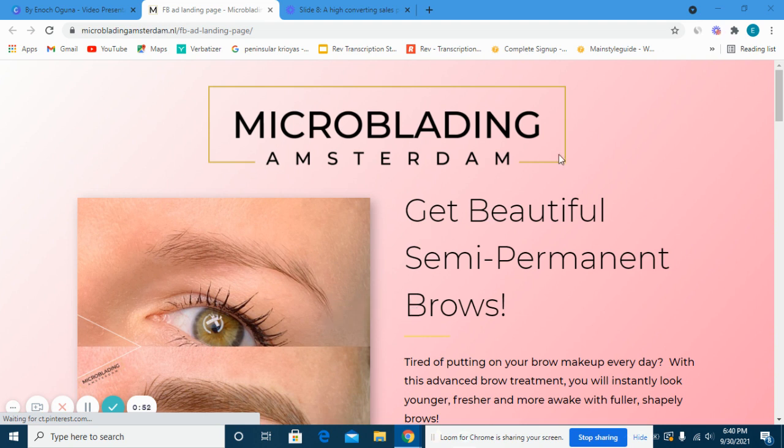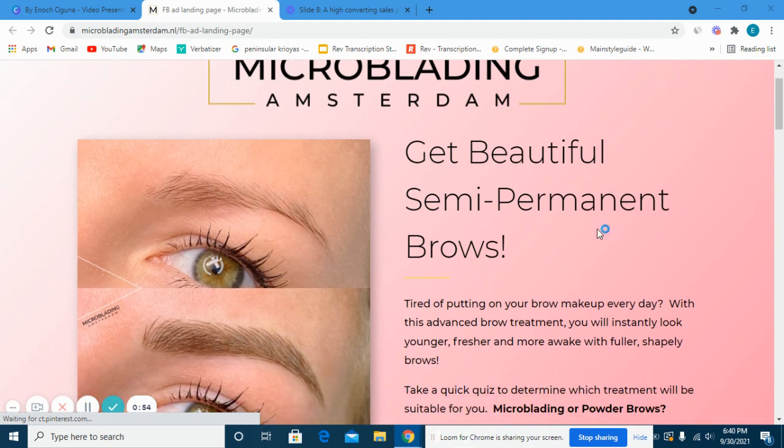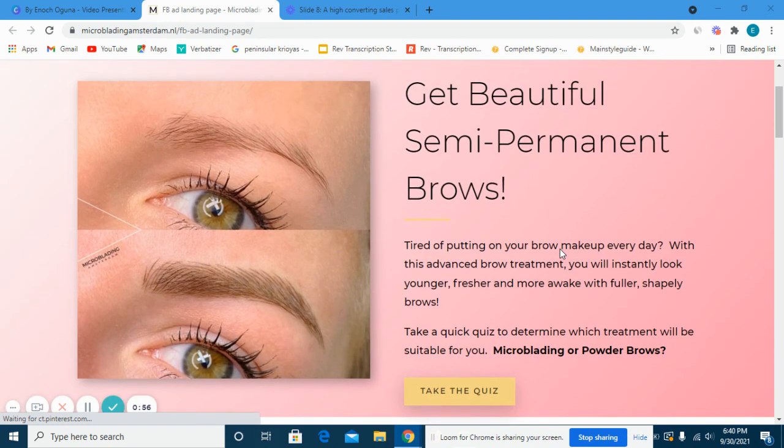And so what you can see here is that they have a logo and they are kind of selling this treatment. But what they are doing is they are tapping into the pain points of the customer, and they are trying to explain the benefits of a microblading treatment, and they are asking them to take a quiz to see which treatment works better for them, either microblading or powder brows.